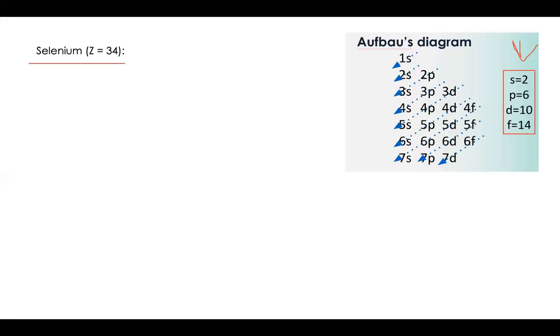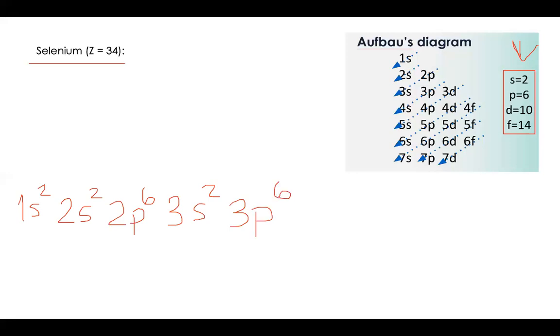We start with the first energy level, sublevel s with 2 electrons, 1s2, 2s2, 2p6, 3s2, 3p6, 4s2, and let's see how many electrons we have. 2, 4, 6, 8, 10, 16, 18, 20. We are at 20 so far. After 4s, we have 3d, with 10, and this will give us 30.